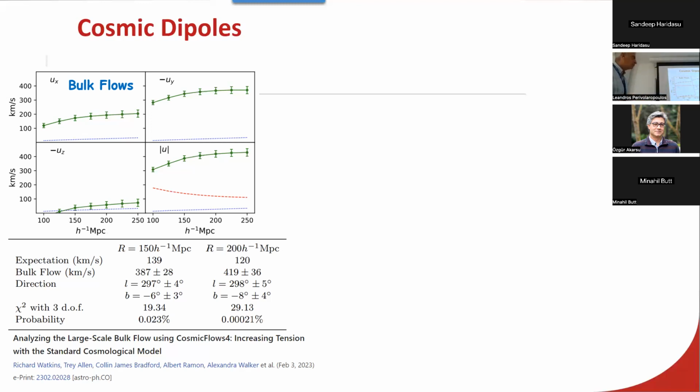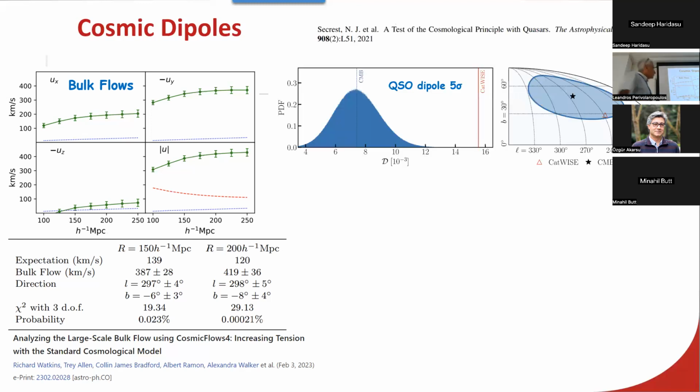That's a puzzle. In addition to that, there is the so-called QSO dipole, about which we had an interesting talk yesterday, which actually shows that the distribution of quasars in the sky is expected to be somewhat anisotropic because of our peculiar velocity with respect to the cosmic frame. But what we find is that this anisotropy is much bigger than expected. See this probability distribution for the dipole.